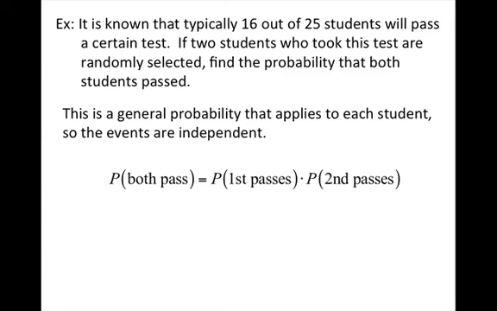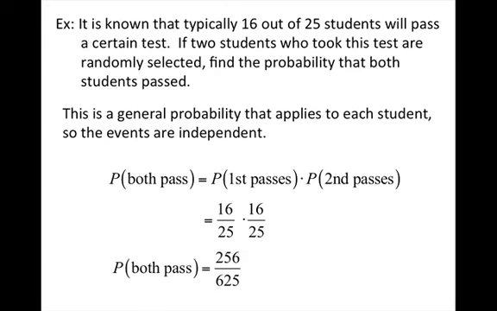So the probability that both pass is the probability that the first one passes times the probability that the second one passes. Every student has a 16 out of 25 chance to pass. So both probabilities are 16 out of 25. So if I multiply these, the probability that both pass is 256 out of 625.